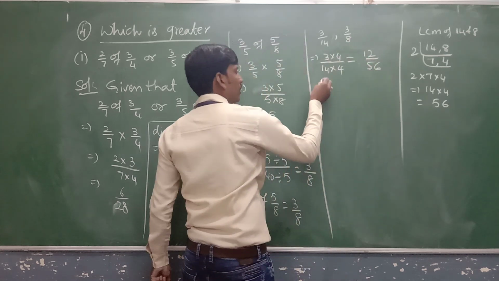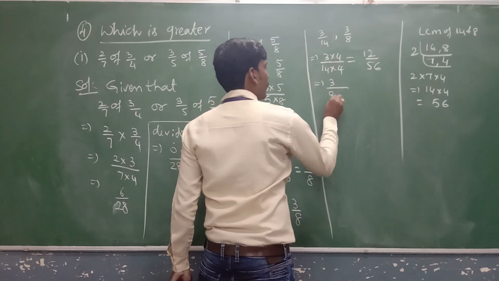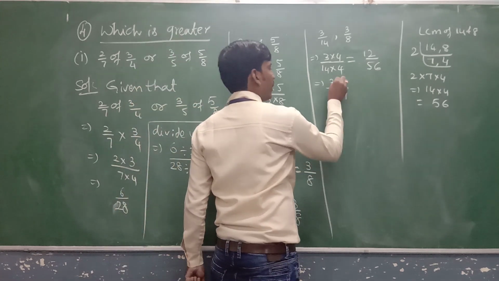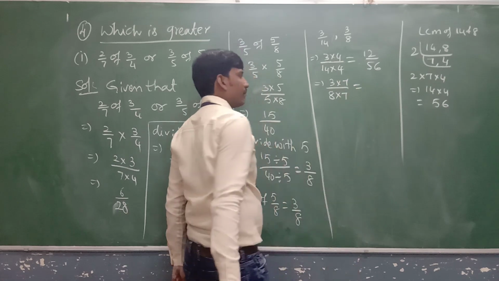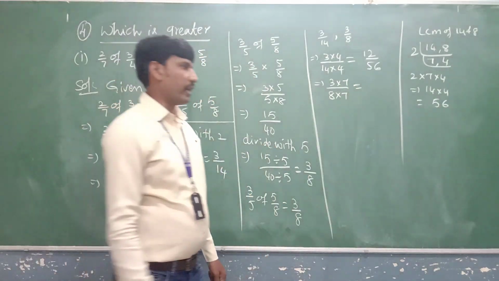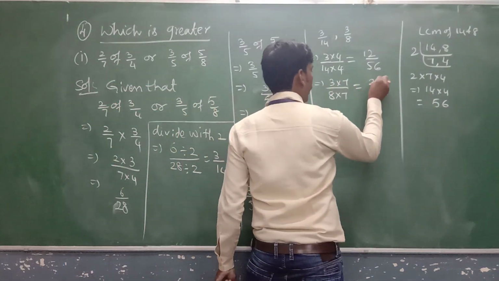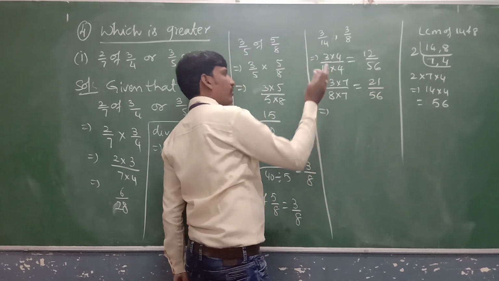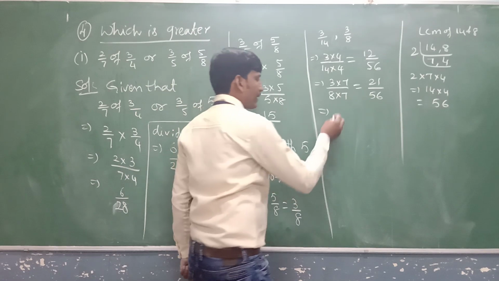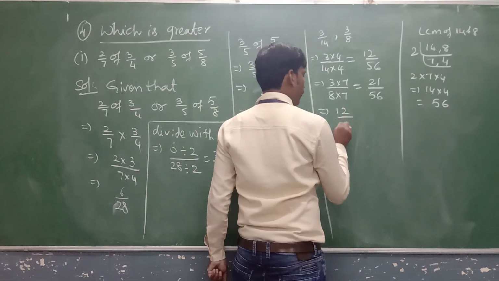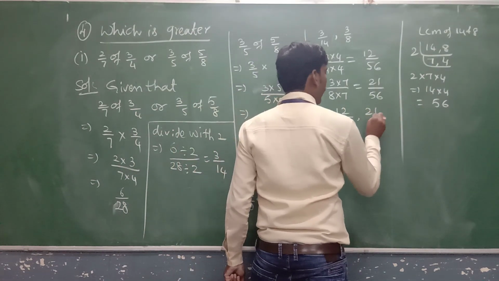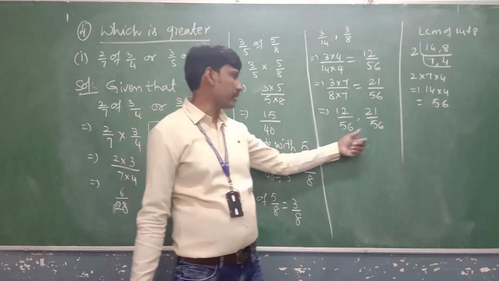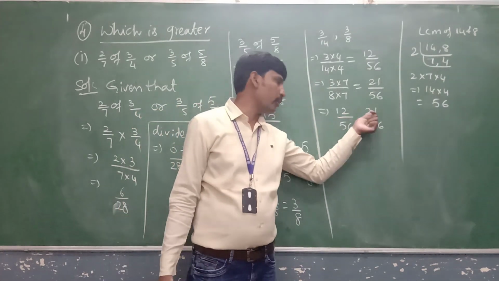Now this one, 3/8. So to get 56 in the denominator, should multiply with 7 in the denominator, as well as multiply 7 in the numerator. So 3 7s are 21 by 56. Now after converting to like fractions, the fractions are 12/56 and 21/56. Now these two are like fractions because the denominators are same. Now we can compare the numerators.